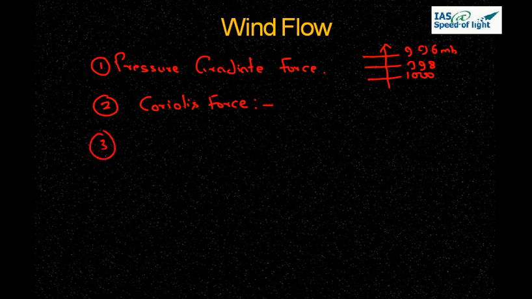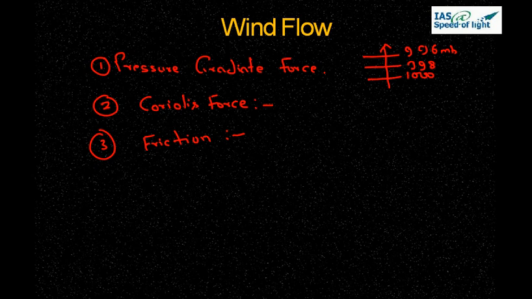The third force is the friction force. So we are holding the air back, we are holding the wind back, right? So it acts as a friction. It is caused by the topography of the region, the vegetation, the hills, the buildings. So that is how the winds become slow.